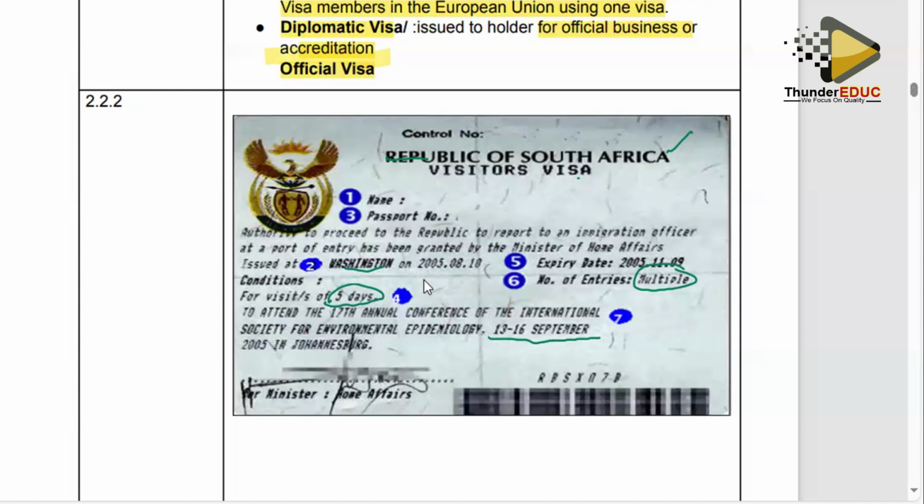In addition to that, we have the signature of the Minister of Home Affairs. Then we also have a barcode which can be scanned by the immigration official. So in a nutshell, this is how a visa looks. It can be a sticker or it can be a stamp which will be put on one of the pages of the passport.